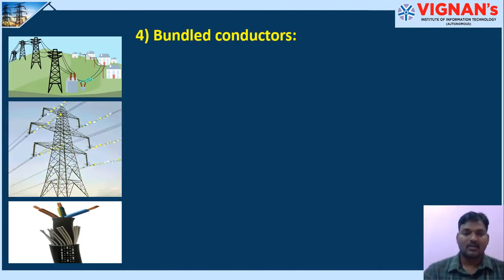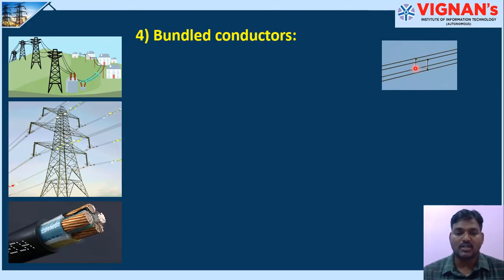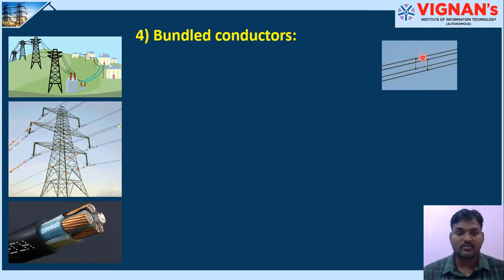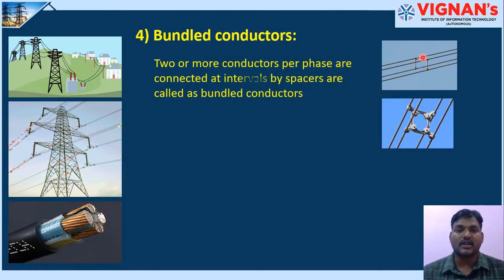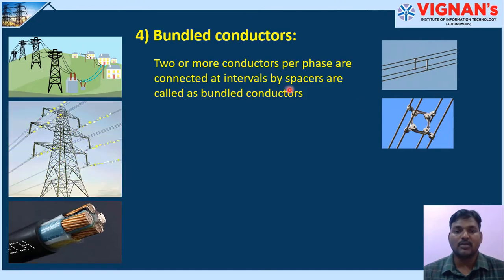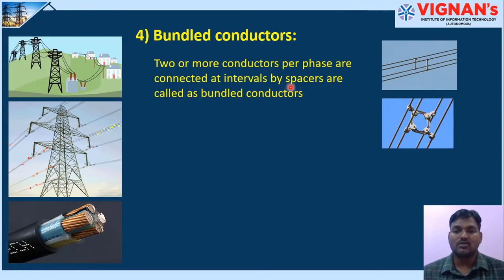Bundled conductors. So here you can see there are 4 conductors that are bundled together to carry the current in each phase. They are basically used to reduce the effect of corona, that is to reduce the voltage gradient across the conductor. So here you can see in this picture there are 4 conductors used for the same phase and connected at intervals by spacers, which are called bundle conductors. In bundle conductors, all these conductors are separated from each other by the use of spacers.